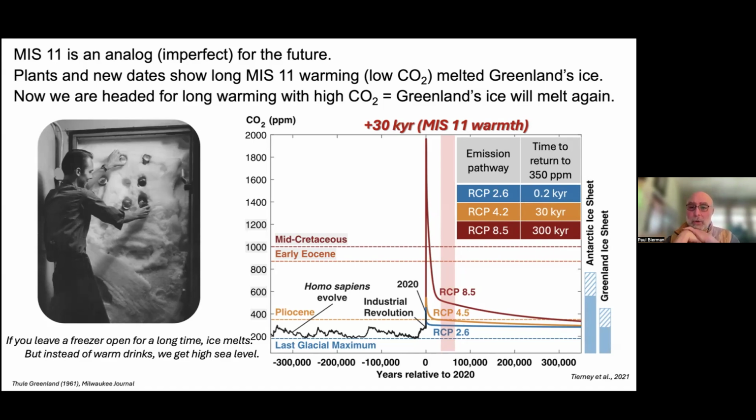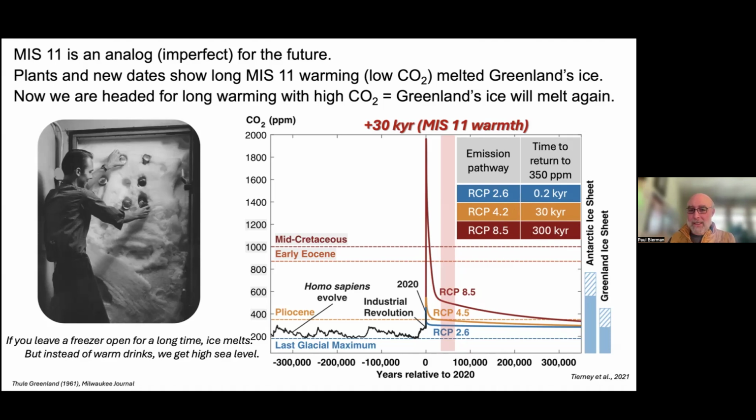And unless we change our course right now, this is a model of Jessica Tierney's, we are headed for a very long warming with very high CO2, which is going to imply that Greenland's ice is going to melt again. And by drilling through the ice, we as scientists can get a really good idea of what replaced the ice when it was gone. The worst case model here is the RCP 8.5, and that implies that our return to 350 ppm is going to take hundreds of thousands of years. If we take a more moderate path, like the RCP 4.5 emission scenarios, then we're looking at 30,000 years of warmth. And that's about the length of MIS 11.